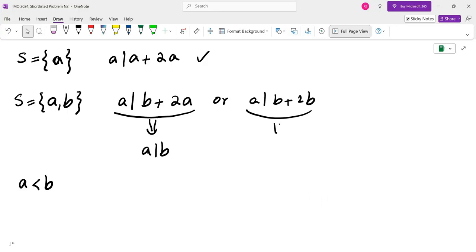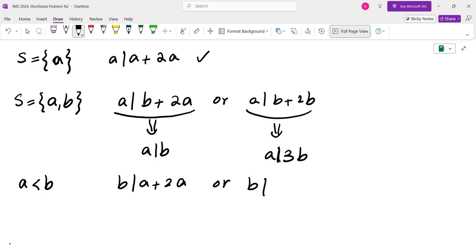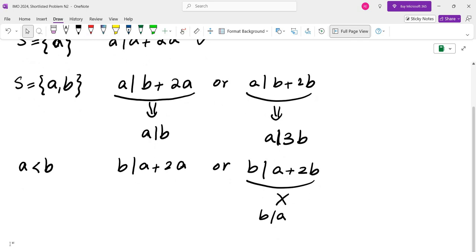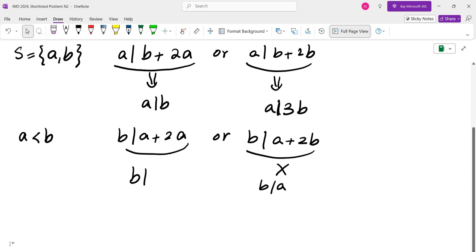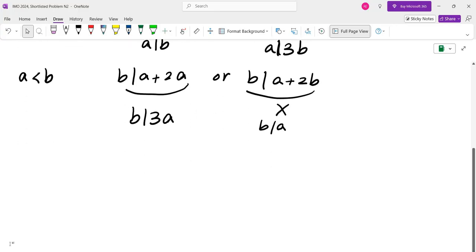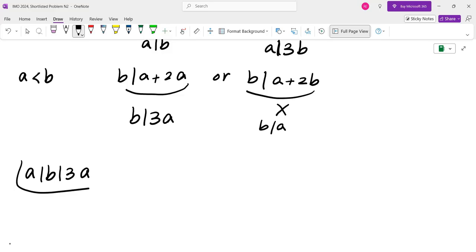So this one tells us that A divides 3B. Now the other condition is B must divide A plus 2A or B divides A plus 2B. So this one is impossible because this is the same as B dividing A, and B is larger than A, so that's not possible. So that means B has to divide 3A. Okay, so what are the properties that we have? We have that A must divide B and B must divide 3A. So this is what we get.